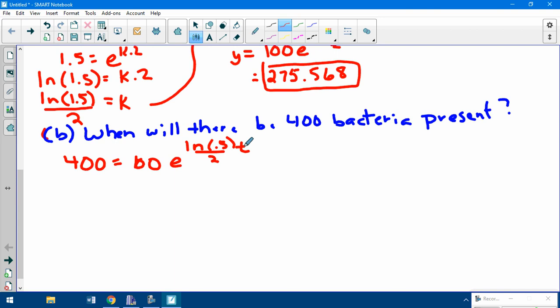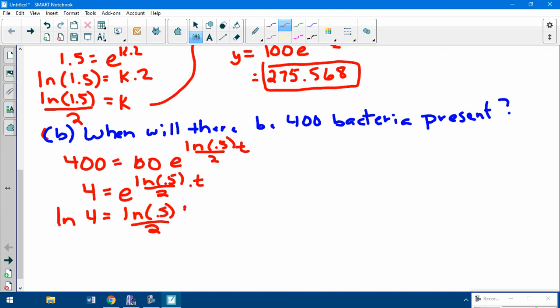We're solving for t. So what would I do first? Right, divide by 100. You have 4 equals e to the (ln of 1.5 over 2) times t. Then what? Take the ln. ln of 4 equals (ln of 1.5 over 2) times t. We want to solve for t.